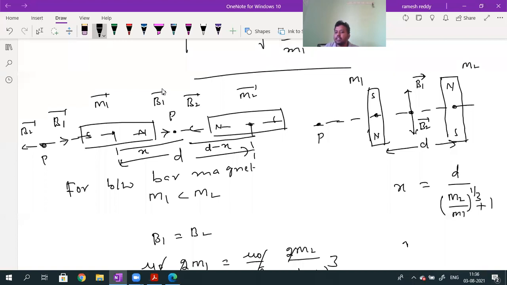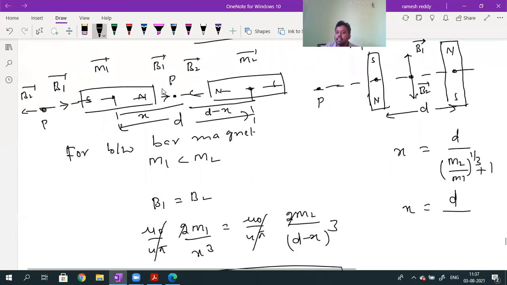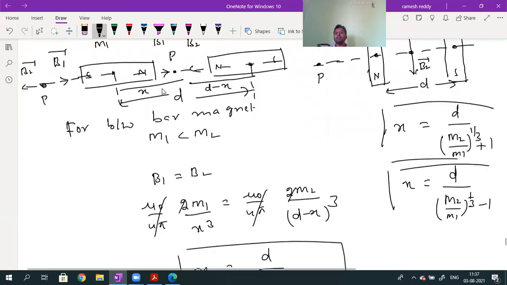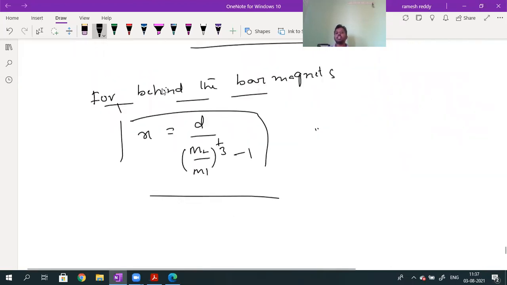Outside, what is the formula for the null point? The formula for X is D divided by M2 by M1 whole to the power of 1 by 3 minus 1. One formula for between, one formula for outside or behind. So these are the formulas you need to remember. For a bar magnet, when two bar magnets are given, these two formulas you need to remember.